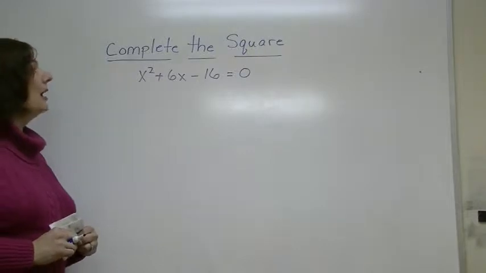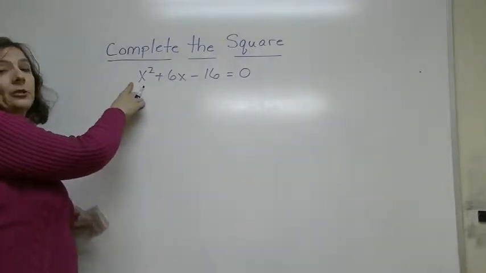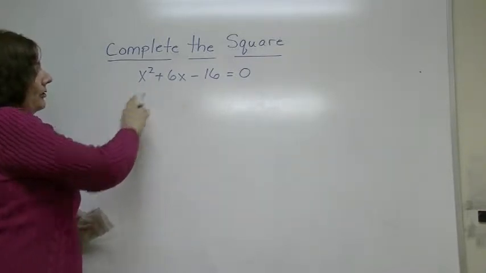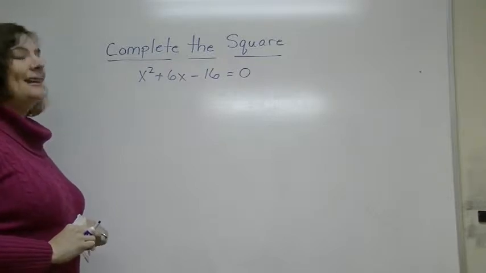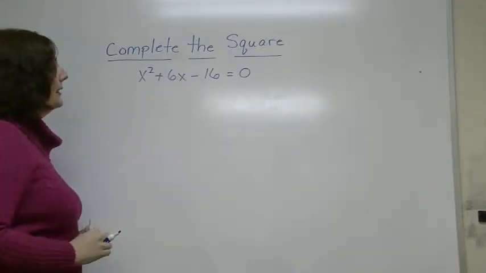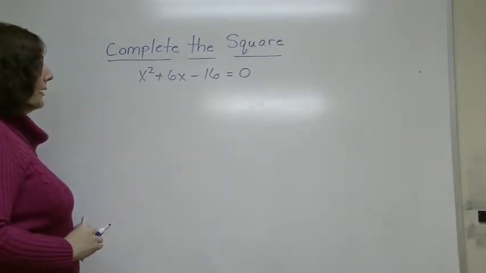Today we're going to learn how to complete the square. The opportune time to complete the square is when your leading coefficient, the number in front of your x squared, is a 1, and the b term, or your second term, the number in front of your x, is an even number. So in this case, this is a perfect example of when I would want to use completing the square to solve this quadratic equation.